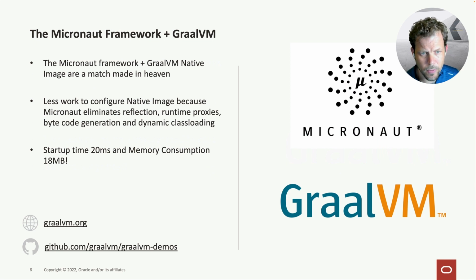Micronaut and GraalVM have a great relationship in that Micronaut's compilation-time approach, which eliminates the use of Java reflection, runtime proxies, runtime bytecode generation, and dynamic class loading, makes it much easier for GraalVM's native image tooling to perform a closed-world static analysis of the application and produce a native image, which once produced improves startup time by orders of magnitude, and greatly improves memory consumption as well.